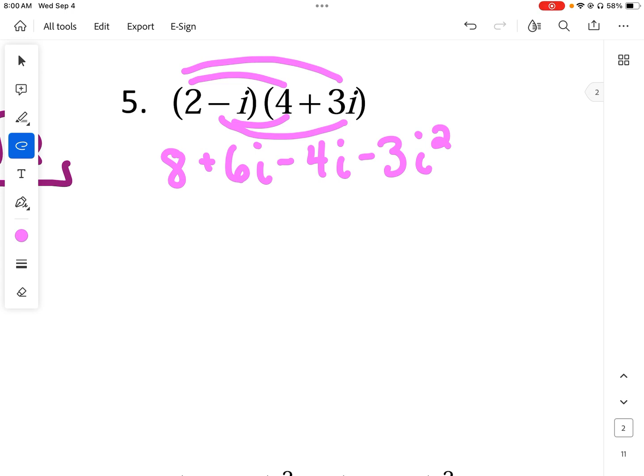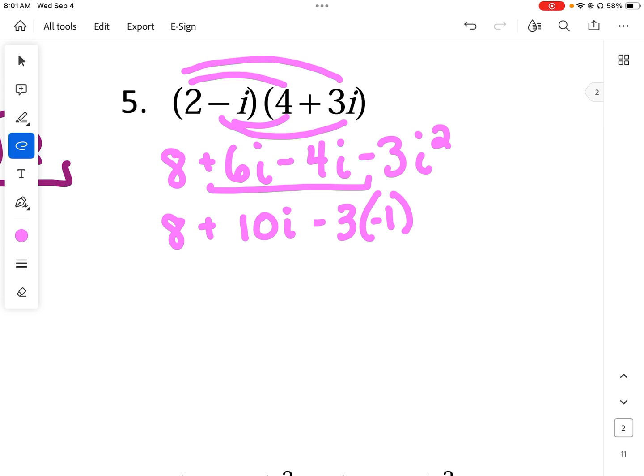Remember, I want my real part first, and then I'm going to combine my middle term. So 8 plus 10i, and then minus 3i squared. Remember, i squared is negative 1. So this becomes positive 3. So it's 8 plus 10i plus 3. Then I can combine these. And I get 11 plus 10i.